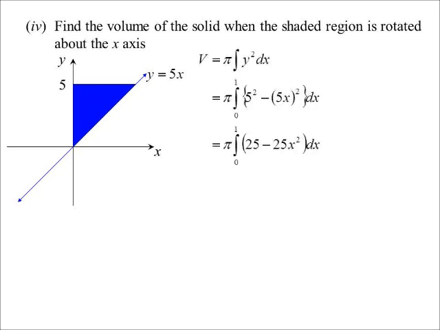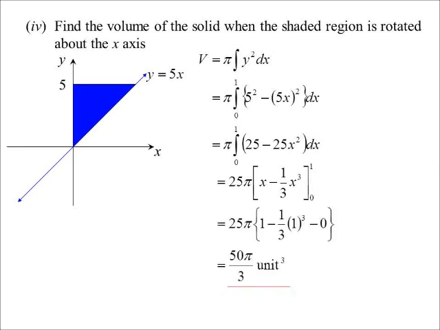Pi times integral. But remember, just like yesterday with area, when it's between two curves, which technically is what we've got here, because we're doing the area between the horizontal line and y equals 5x, top minus bottom. But you square it before you subtract, because you're supposed to say it's the volume of the top one minus the volume of the bottom one. So over here, it's 5 squared minus 5x all squared. So 25 minus 25x squared. And subbing in 1, subbing in 0, there's our answer.